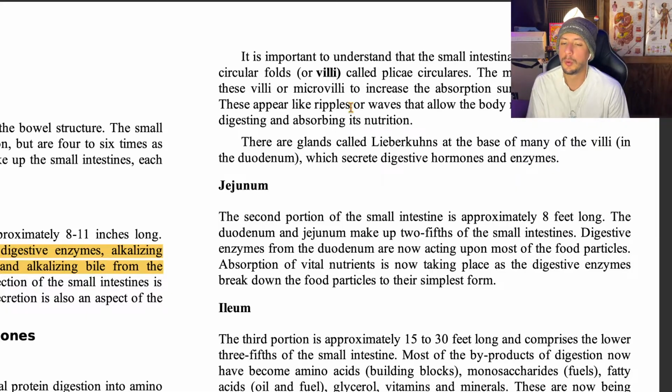These appear like ripples or waves that allow the body maximum potential for digesting and absorbing its nutrition. There are glands, called the crypts of Lieberkühn, at the base of many of the villi in the duodenum, which secrete digestive hormones and enzymes. So shout out to the Lieberkühn glands, which are the glands that are making all these hormones and enzymes come through.